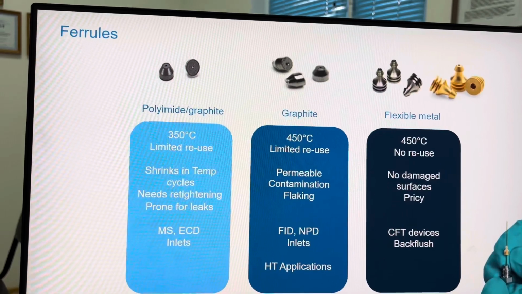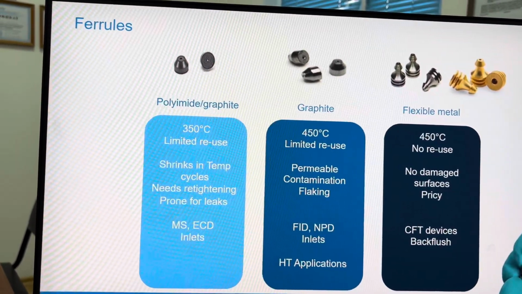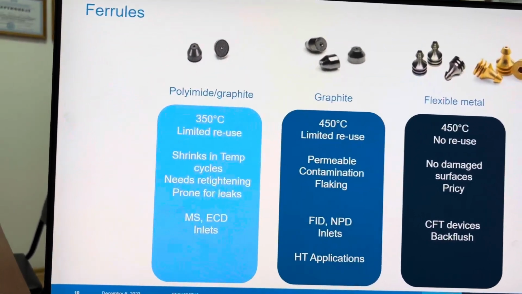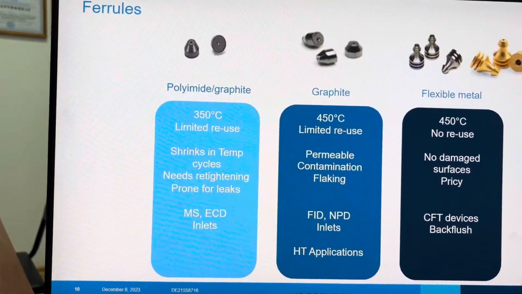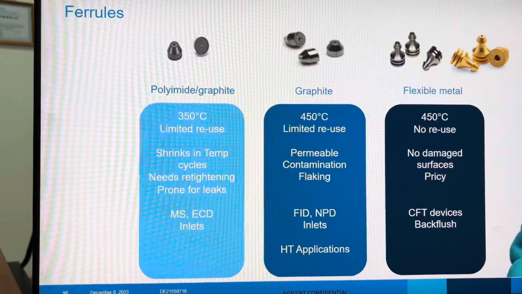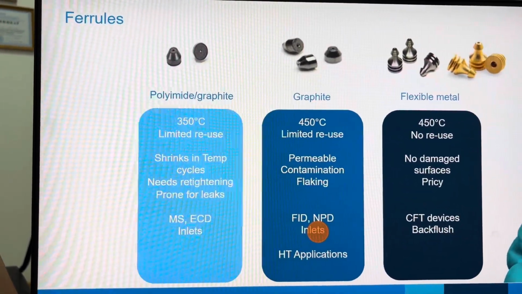Another is the graphite ferrule, which is rated for high temperature up to 450 degrees centigrade, and it is good for FID and NPD detectors, and of course the inlets. Most of the time we use graphite on the inlet side. When it comes to the MS detector, we try to use Vespel graphite ferrules.